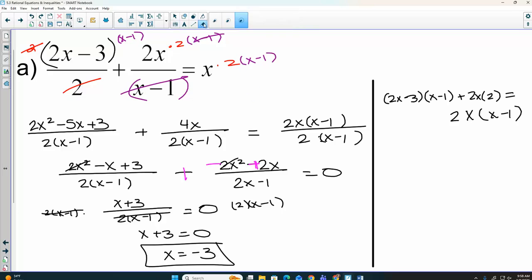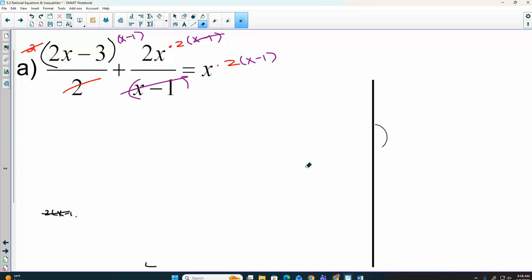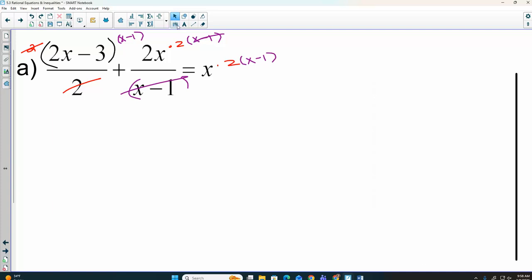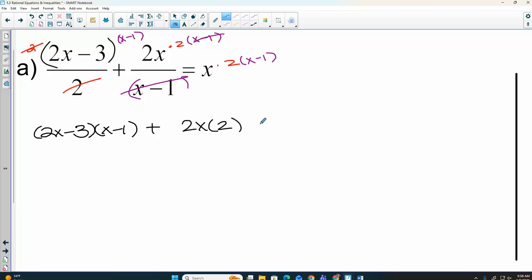Here, let me erase. Can I just erase this so I have more space? I think that'll make life easier.